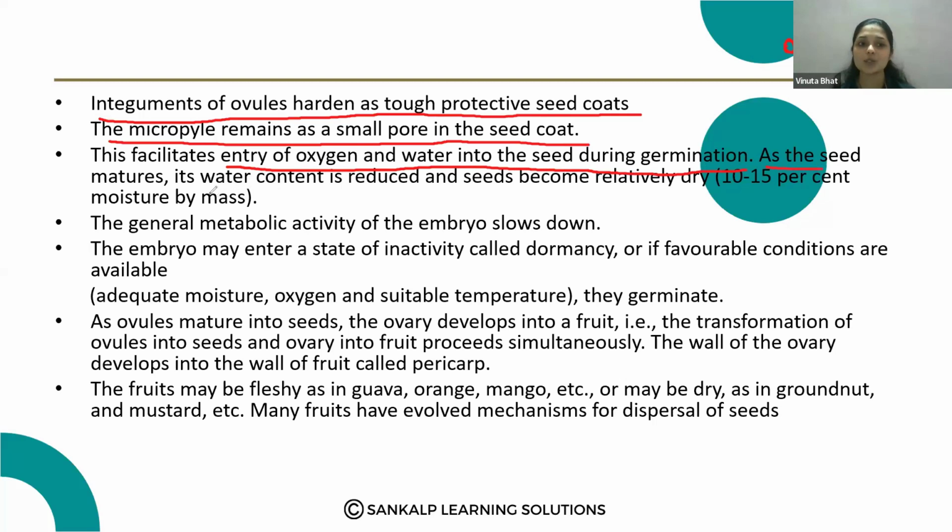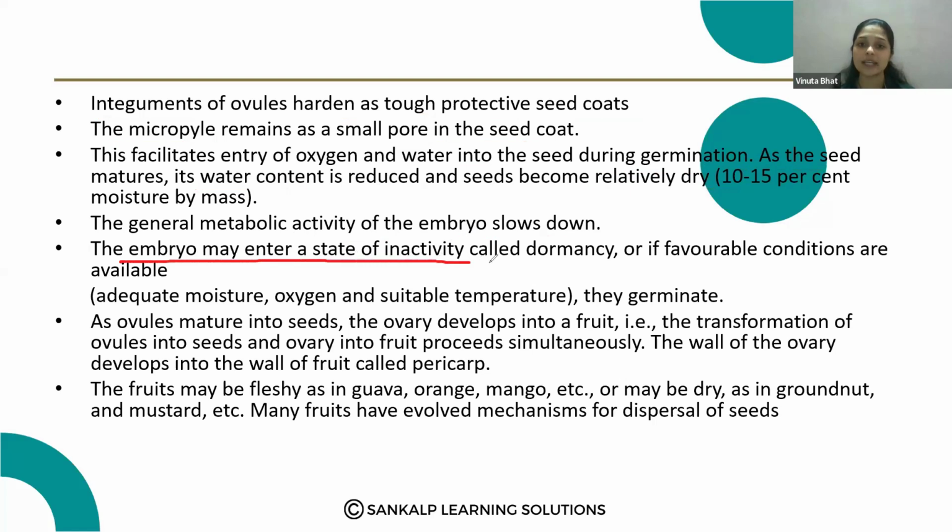As the seed matures, its water content is reduced and seeds become relatively dry. The general metabolic activity of the embryo slows down. When the seed becomes mature, the metabolic activity of the embryo present inside the seed slows, and the embryo may enter a state of inactivity called dormancy, until favorable conditions are available.